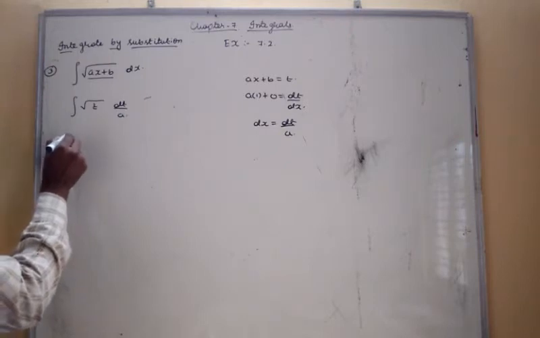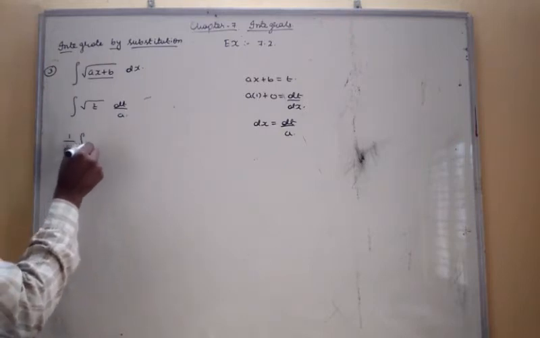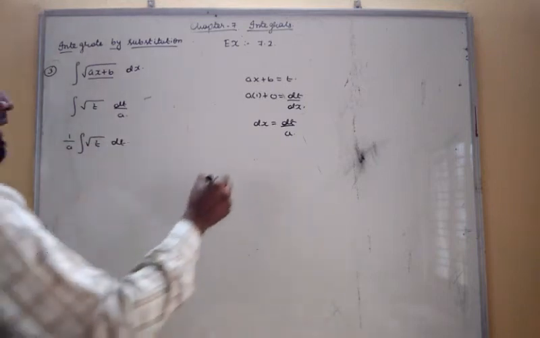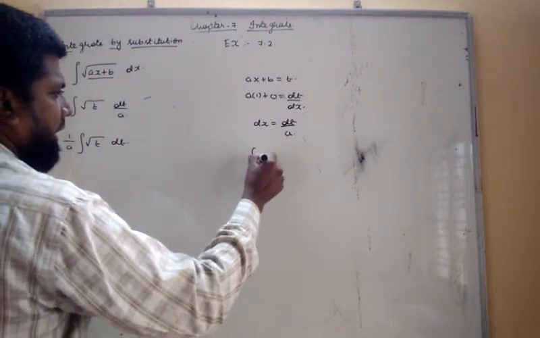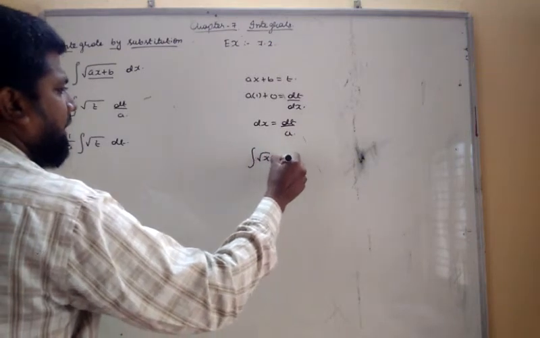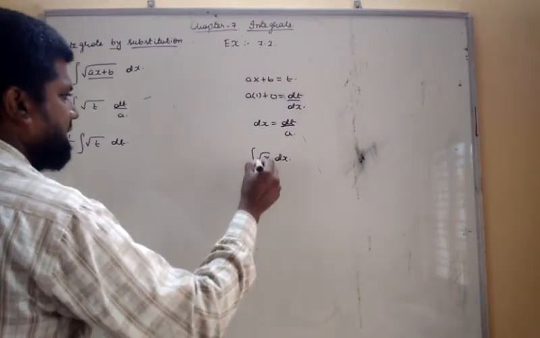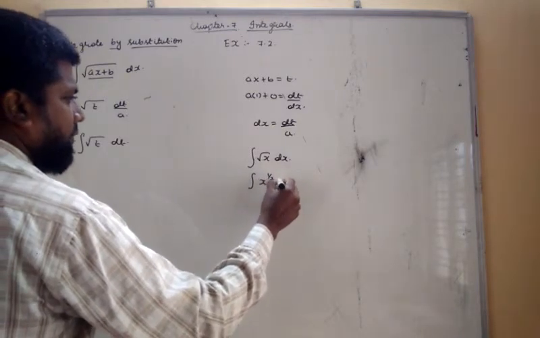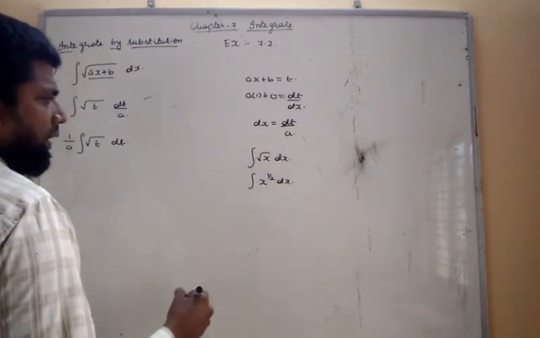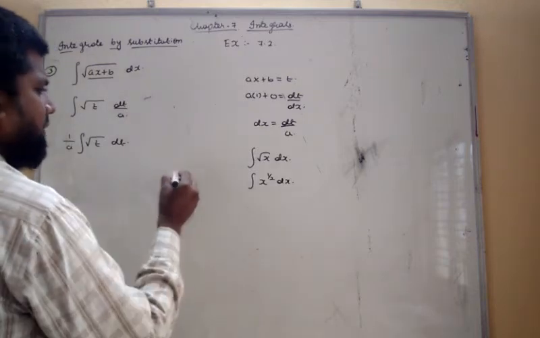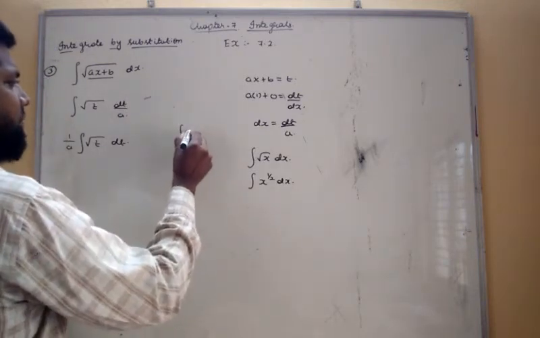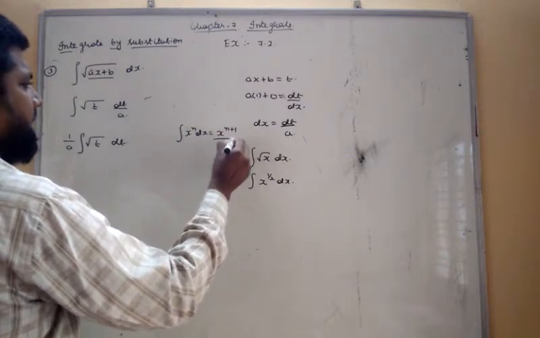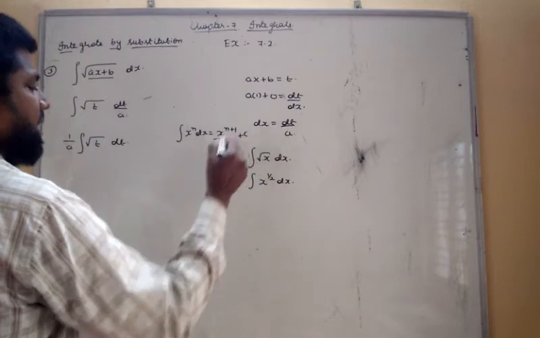Okay, so if you substitute here, ax plus b means root t, then dt by a. So again 1 by a is a constant, integration of root t dt. So you know the formula for integration of root x. Okay, if you don't know, let us convert this to the exponential form, x to the power of 1 by 2 dx. Then apply the general formula, x to the power of n dx is equal to x to the power of n plus 1 by n plus 1.